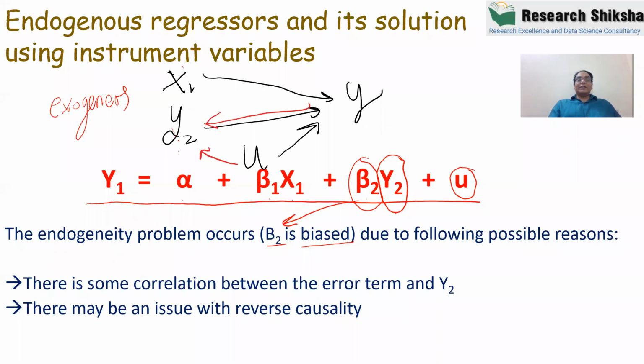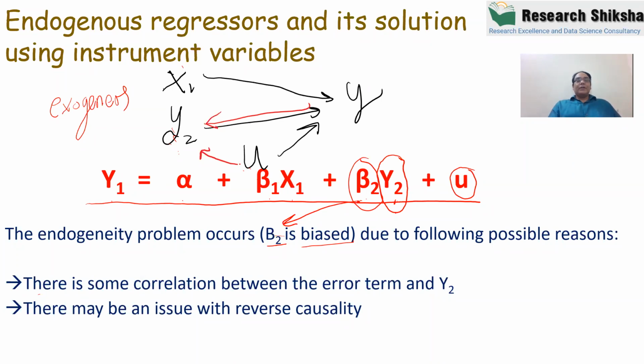So because of this correlation, the coefficient of the independent variable is biased, and we have to find out the solution of that. There are two reasons why this problem comes up. This problem, that beta 2 is biased, is coming because of two problems.